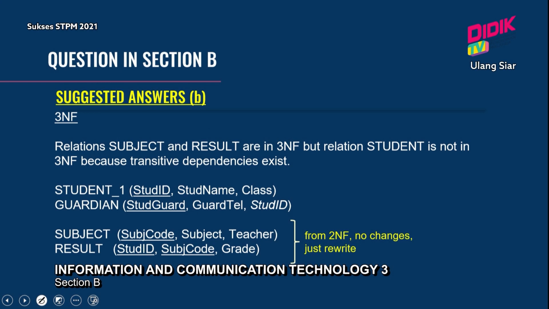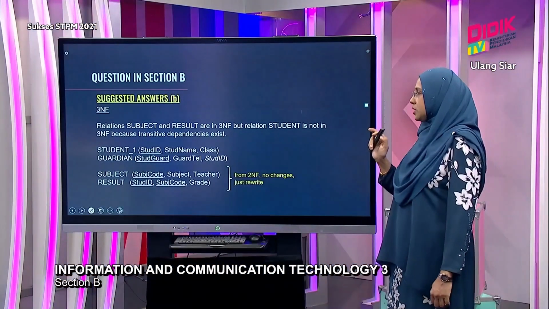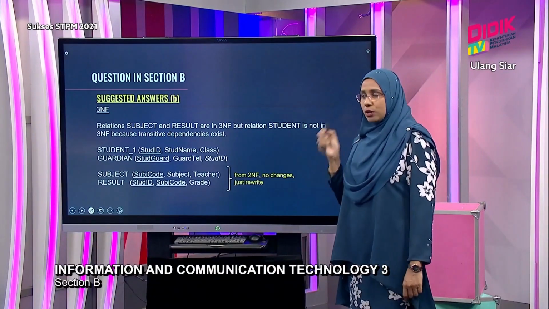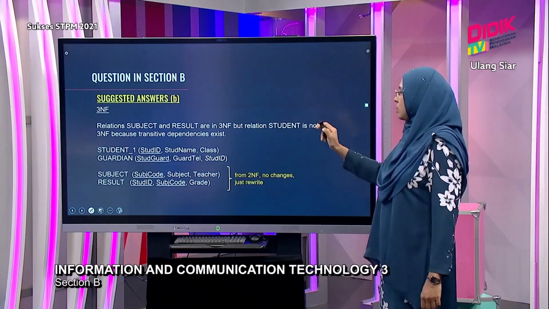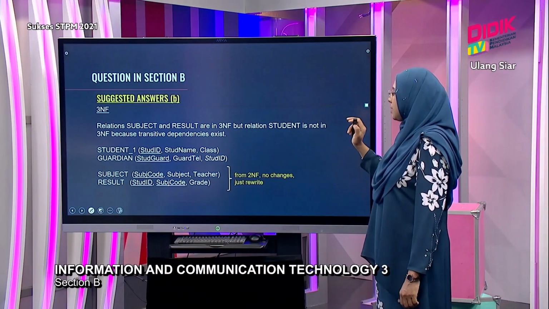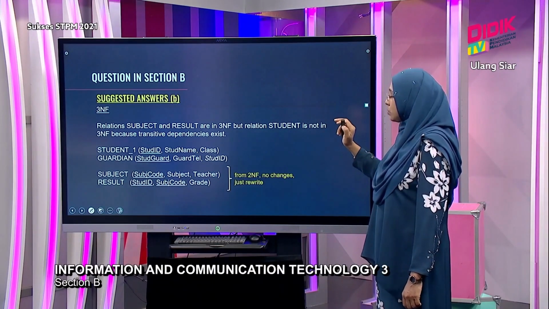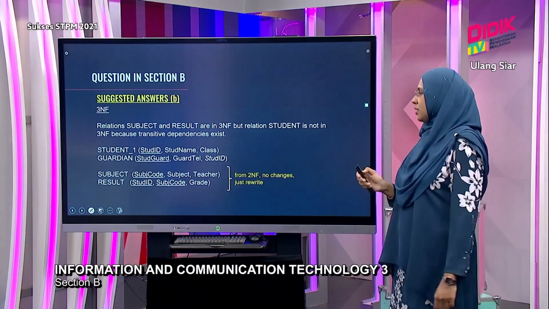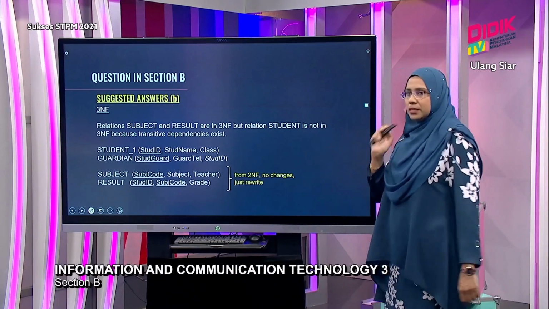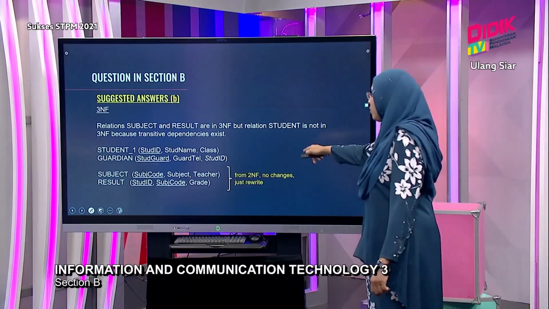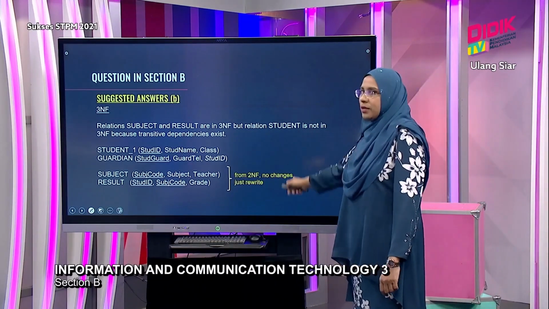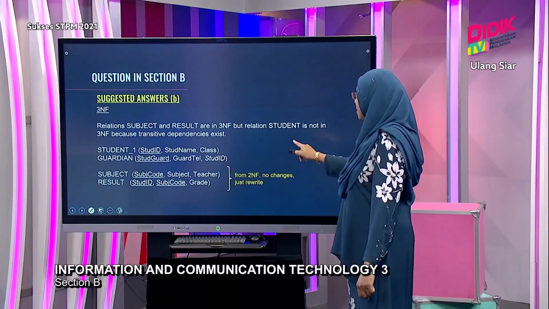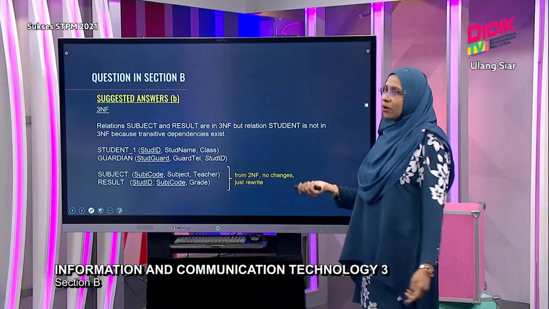And then you cannot use the student relation name. You must rename it, so I put student 1. You cannot use the same name. So for student 1, I take out the guard telephone and student guard, so it will be in a different relation. And these two, just copy back. If you miss out this one, then you lose marks. That's why I highlighted here. If no change, just rewrite.